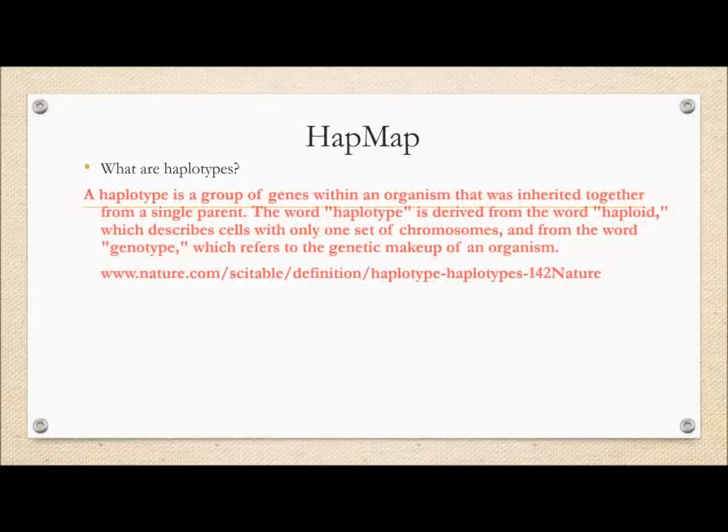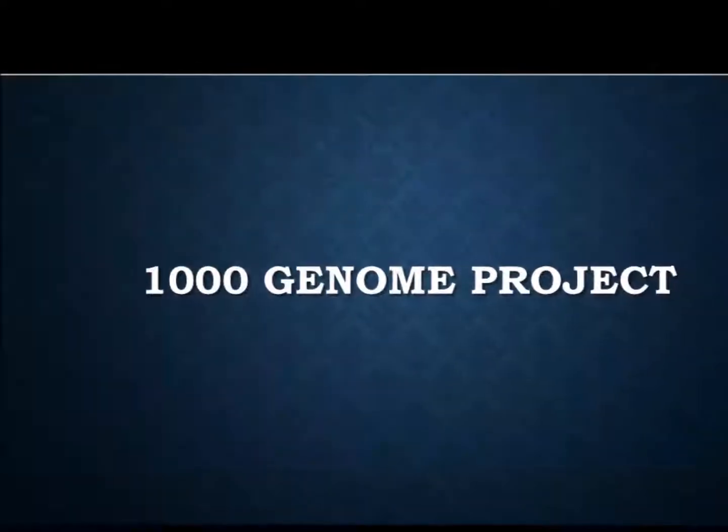And I'm not going to talk a lot about this, but I think again this is something that also was very popular. A haplotype is a group of genes within an organism that was inherited together from a single parent. So the word haplotype is derived from the word haploid, which describes cells with only one set of chromosomes, and from the word genotype, which refers to the genetic makeup of an organism, right? So haplotype is basically the entire set of genes that came from one parent.